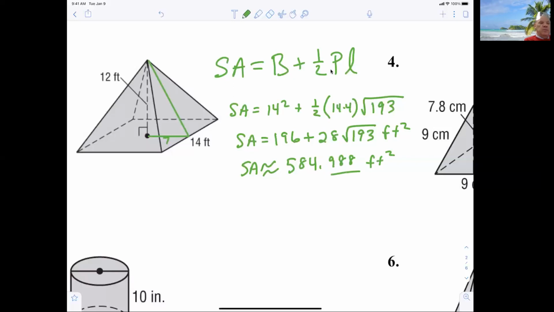Half of 14 times 4. Am I wrong? Half of 14 is 7. 7 times.